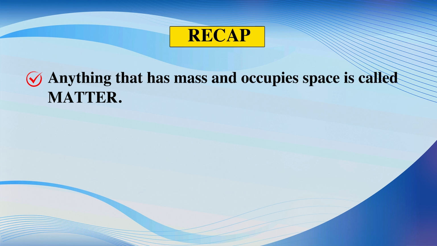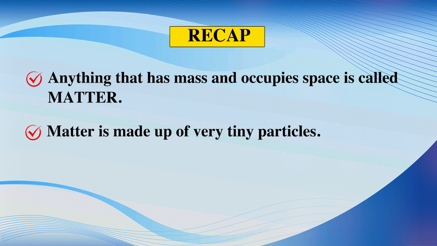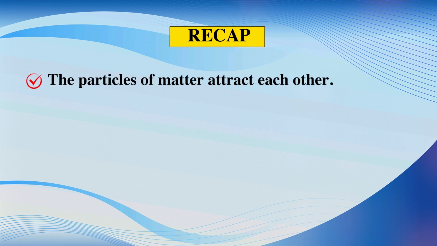Before starting the session, I want to recapitulate some important points of session 1. In the previous session, we read about matter. Anything that has mass and occupies space is called matter. Matter is made up of very tiny particles. The particles of matter have space between them. The particles of matter are continuously moving. The particles of matter attract each other.